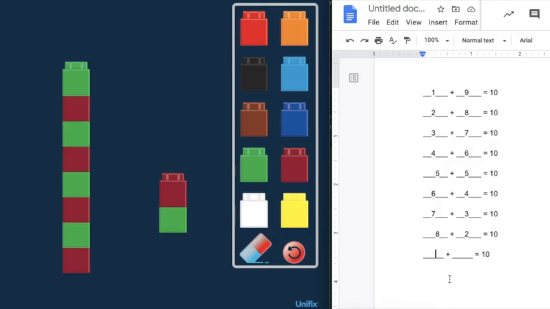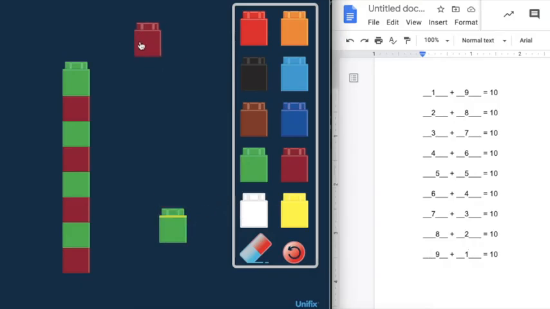So who knows what's going to go here next? 1, 2, 3, 4, 5, 6, 7, 8, 9. 9, 8, 7, 6, 5, 4, 3, 2, 1. Does 9 plus 1 equal 10? Is that what we have over here? We have 1, 2, 3, 4, 5, 6, 7, 8, 9. Yep, and 1. 9 plus 1 equals 10. Just like 1 plus 9 equals 10.